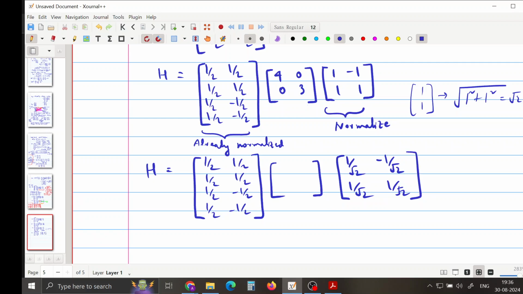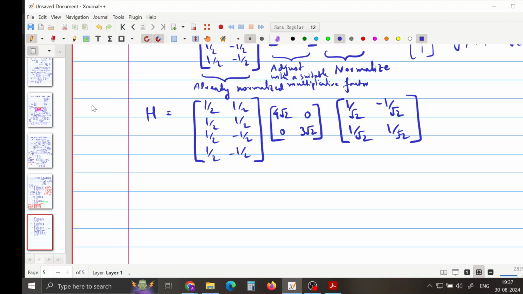But to keep the product unchanged, since I divided by square root 2, I have to multiply here by square root 2. Correct? So what I have done is adjust with a suitable multiplicative factor. That's what I have done.